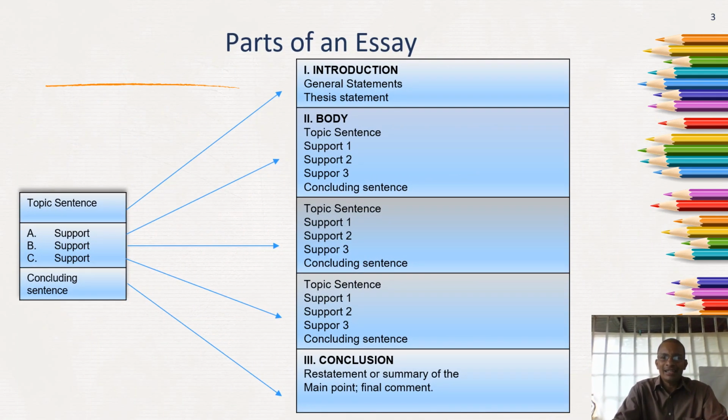In this outline, we can see the parts of an essay. First of all, we have the introduction, the body that consists of three paragraphs. Each paragraph has a topic sentence, three supporting ideas, and a concluding sentence, and then the conclusion.